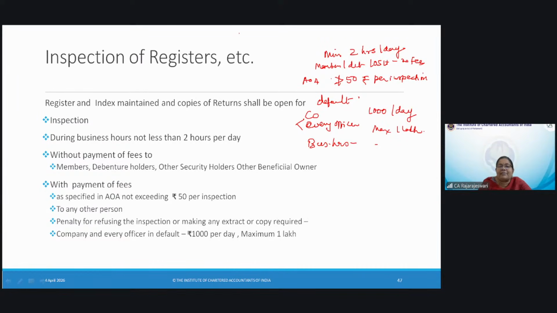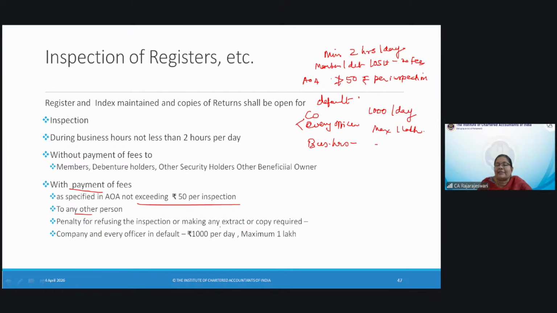So register and index maintained and copies of returns shall be opened for inspection during business hours, not less than 2 hours per day. You can even allow for 3 hours, 4 hours. The rule says minimum is 2 hours per day. You should have to allow without payment of fees to members, debenture holders, other security holders, with payment of fees to any other person, as specified in AOA, not exceeding 50 per inspection, and penalty for refusing the inspection or making any extract.